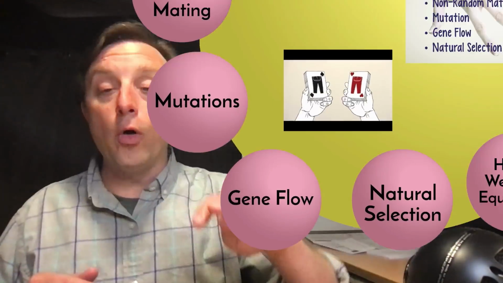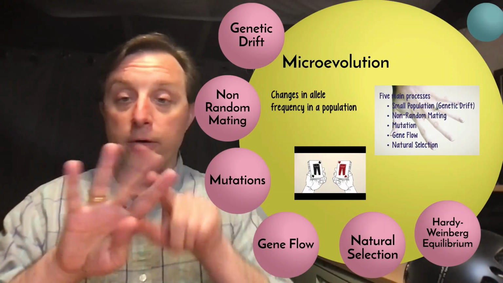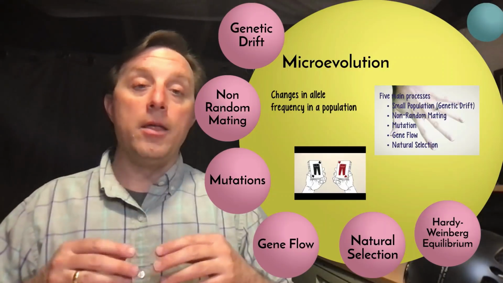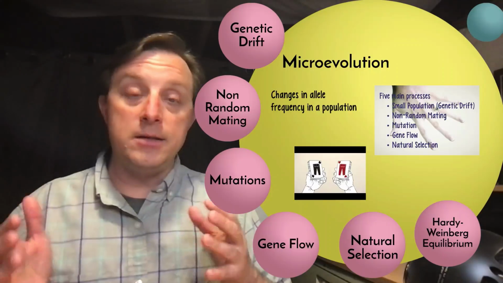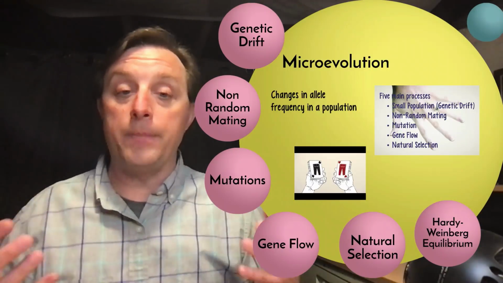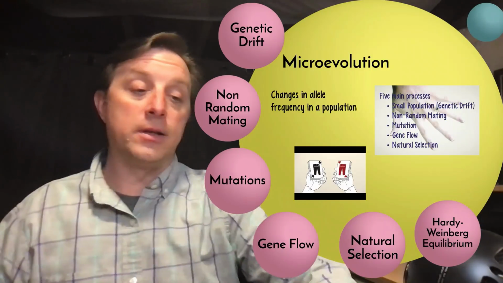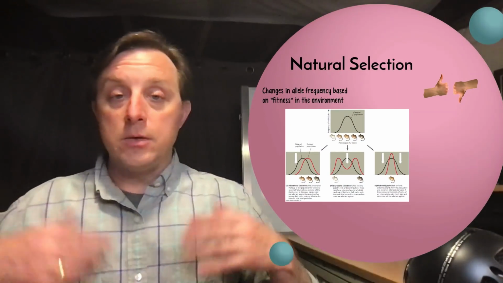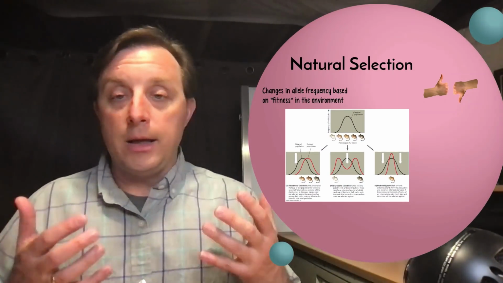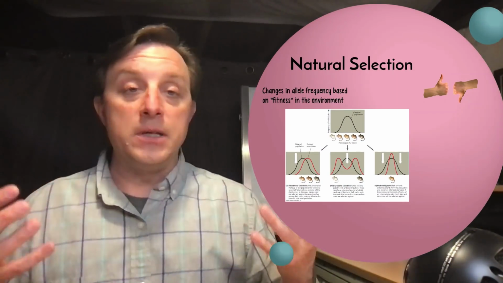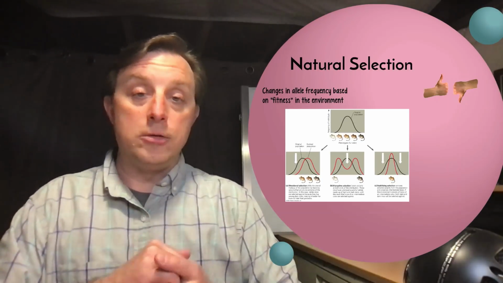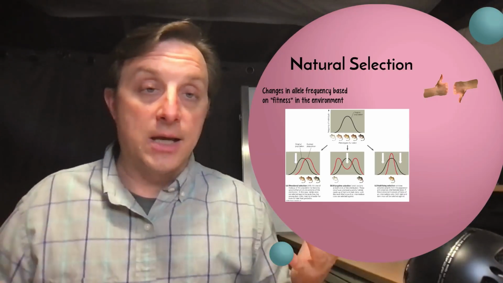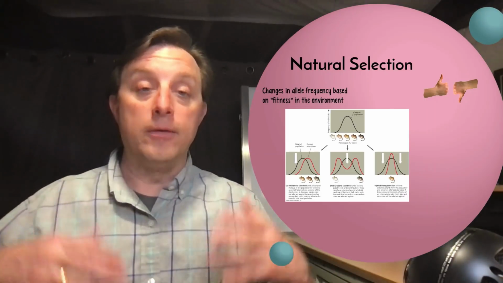Okay, so those first four that represent the first four fingers, none of those are adaptive. The only process that leads to adaptive change in a population is natural selection. That is when a gene is adapted for survival in the environment and leads to better reproductive success, more reproductive fitness.